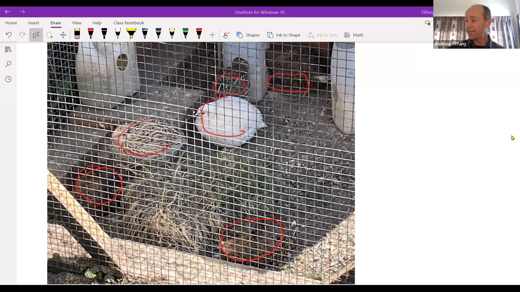So of the quails we have, the white quail is a boy and all the other quails are girls. And so we get four or five eggs every day from our quails. They are quiet and quick little quails, quick at laying eggs. Yes, you can eat the eggs.